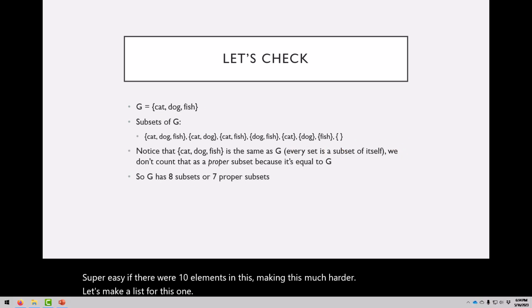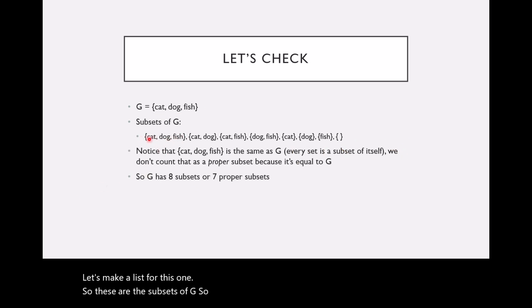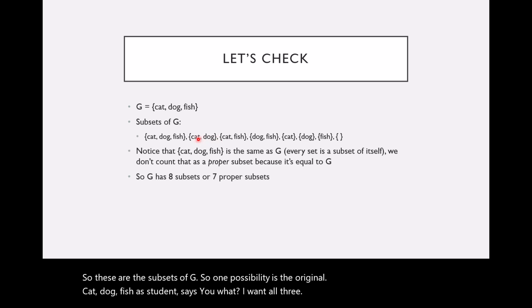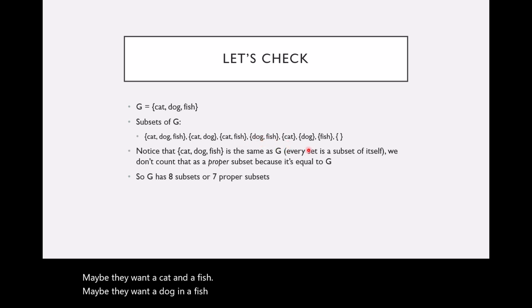So these are the subsets of G. One possibility is the original: cat, dog, fish. A student says, you know what? I want all 3. Maybe the student tells their parent, I want a cat and a dog. Maybe they want a cat and a fish. Maybe they want a dog and a fish. Maybe they want just a cat, or just a dog, or just a fish, or maybe they want no pet at all. These are the 8 subsets of set G.